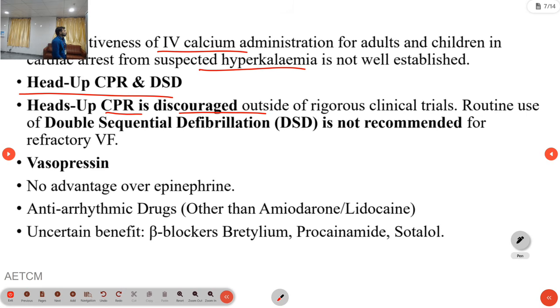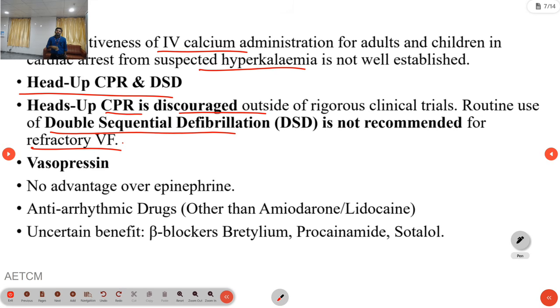Next thing, routine use of double sequential defibrillation is not recommended for refractory VF. Previous guidelines said that we can go ahead with double sequential defibrillation. So what does double sequential defibrillation mean? We will be using 2 defibrillators at a time, for eliminating this refractory VF or pulseless ventricular tachycardia.